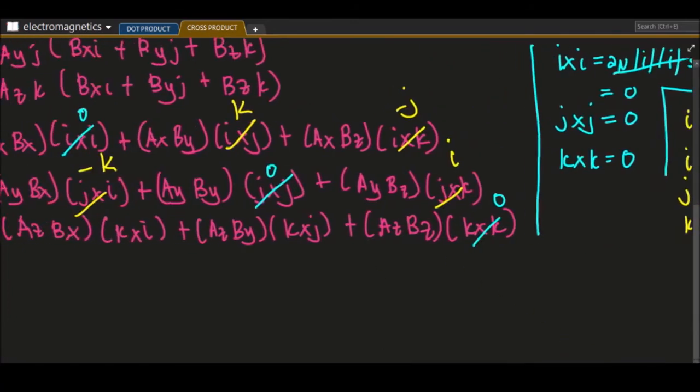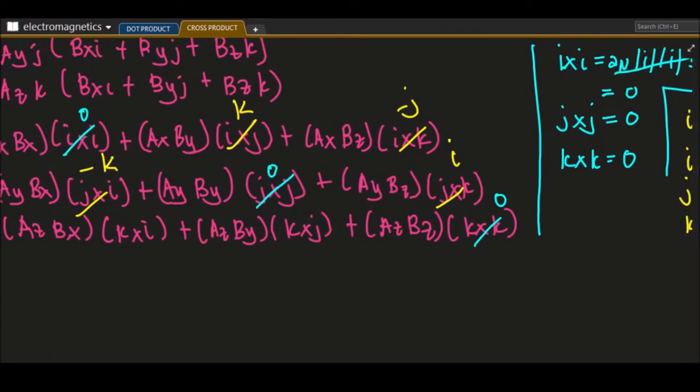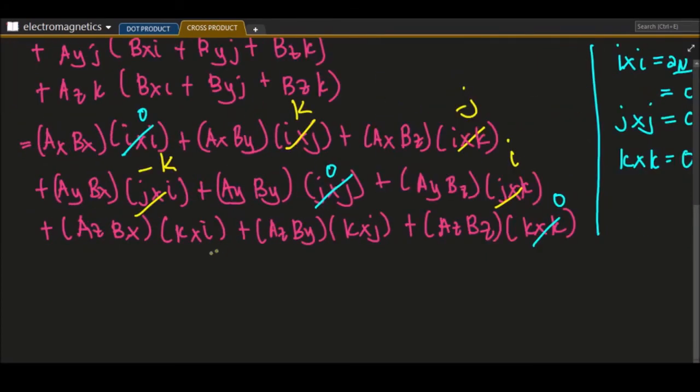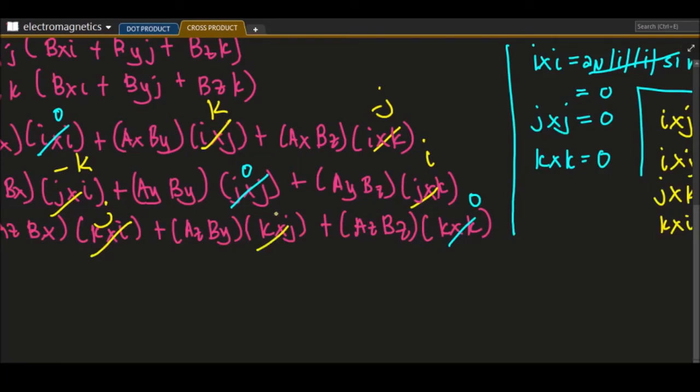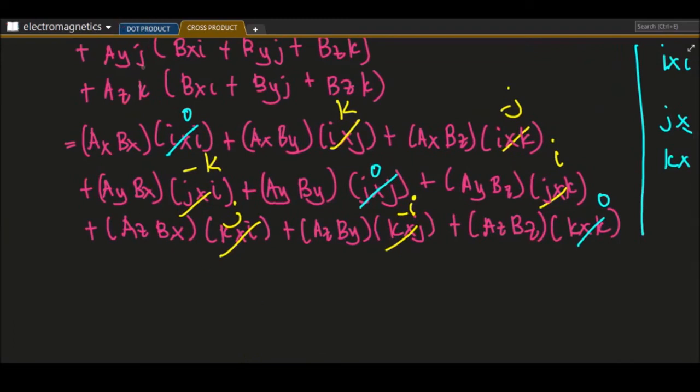Then we have k cross i. So k cross i is j, and k cross j is equal to negative i. Then we'll just write here the remaining terms.